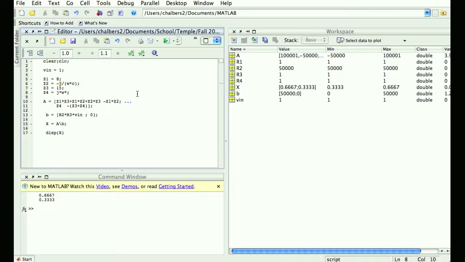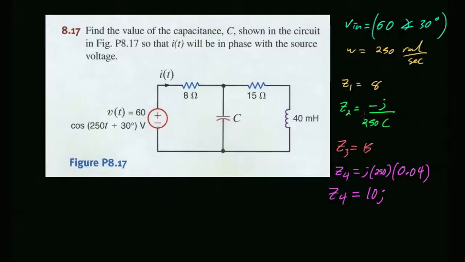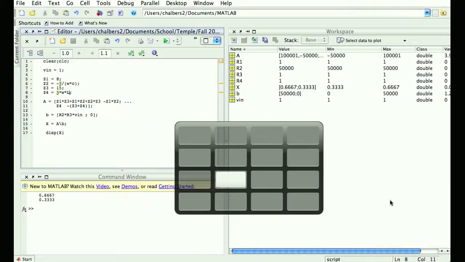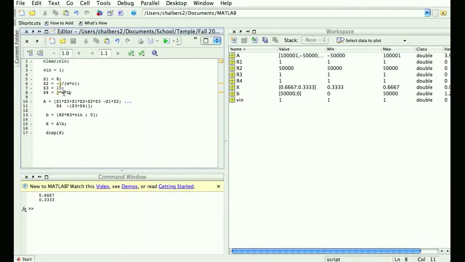The reason, I mean, I could just fill in the numbers if I want, but the reason I like to do this is that I like to show that you never want to do any more work than you have to. I totally could write 10J for Z4, but I like to do it this way because then I really don't have to get my hands dirty. And if I decide to change my frequency for some reason, then I just change my frequency and I don't have to redo the calculation.